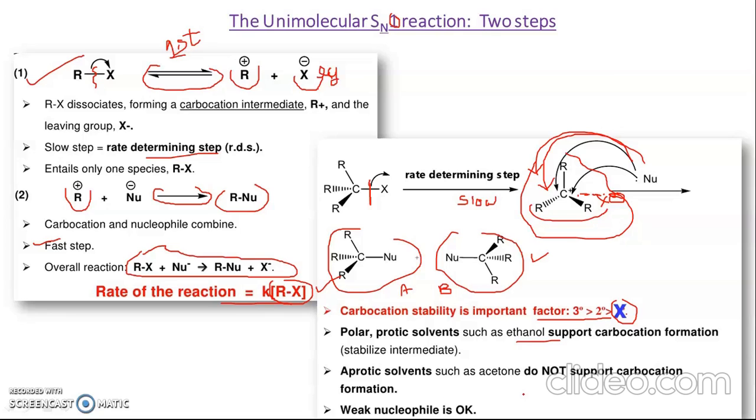Now here a weak nucleophile is okay. Why is it so? In the rate expression, if you look carefully, there is no concentration term of your nucleophile. So it doesn't matter whether you have taken a good nucleophile or a bad nucleophile. That is why it is written that a weak nucleophile is fine.